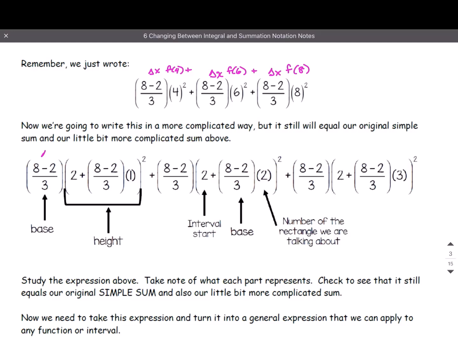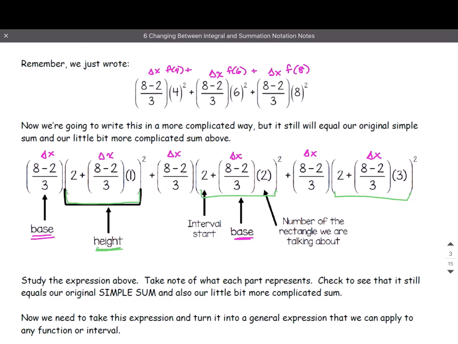So this is still our base, delta x, and it's in every single term, right? But you'll notice it's in there twice. So this was our base. Now our height here is all of this term in each one of these. Now what is making up that height? Now notice what they did. I think you can notice this right here, the 8 minus 2 over 3, that's the base, that's the delta x again, right? And there's another delta x in each of these.